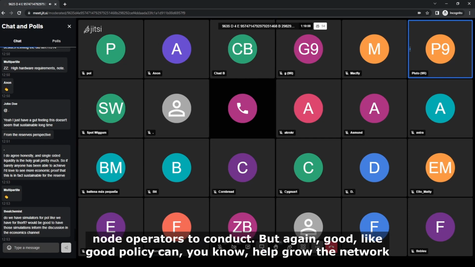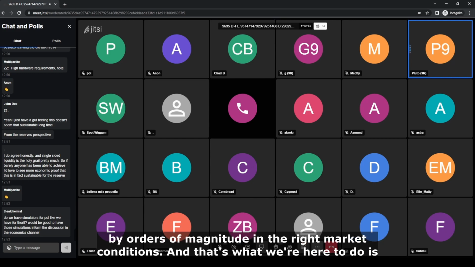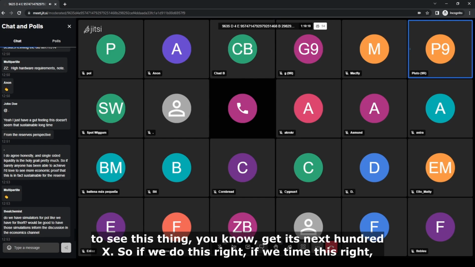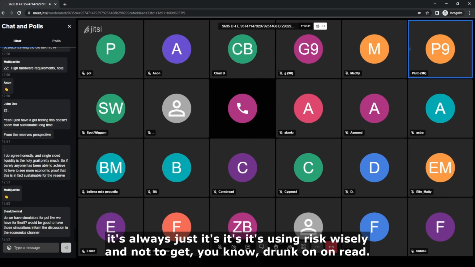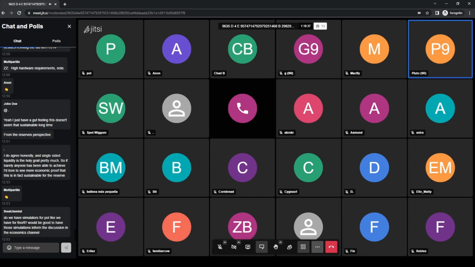But again, good policy can help grow the network by orders of magnitude in the right market conditions, and that's what we're here to do, is to see this thing get its next 100x. So if we do this right, if we time this right, and if we monitor the risks correctly, this is going to have immense benefits. And so it's always about using risk wisely and not getting drunk on greed.